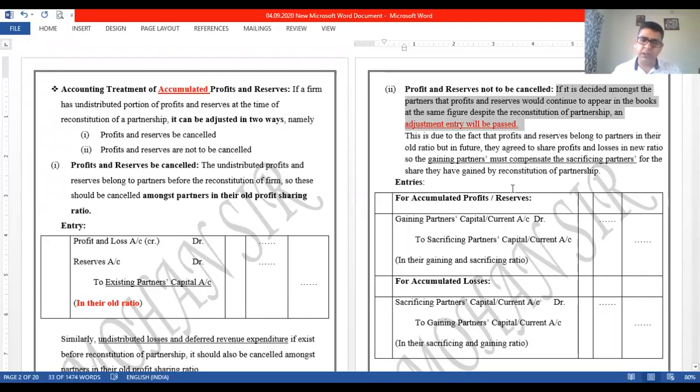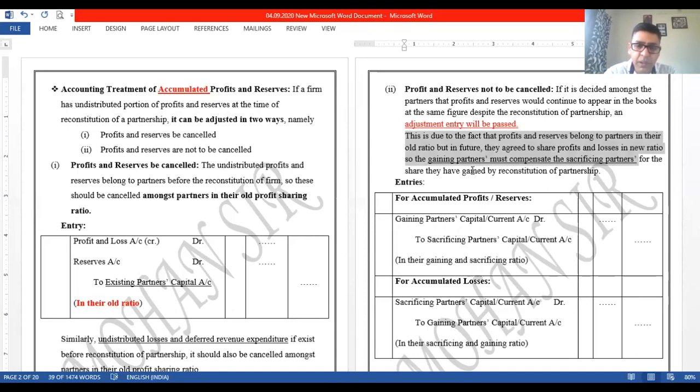I have already told you what adjustment entry means. That is gaining to sacrificing. Partners to gain will be debited and partners to sacrifice will be credited, right? This is due to the fact that profits and reserves belong to the partners in their old ratio, but in future, they agreed to share the profits and losses in the new ratio. So the gaining partners must compensate the sacrificing partners. That is the reason why this adjustment entry has to be passed. The gaining partner must compensate the sacrificing partner. That is the only reason, right?